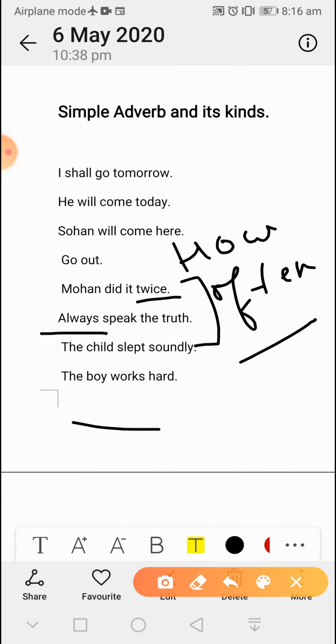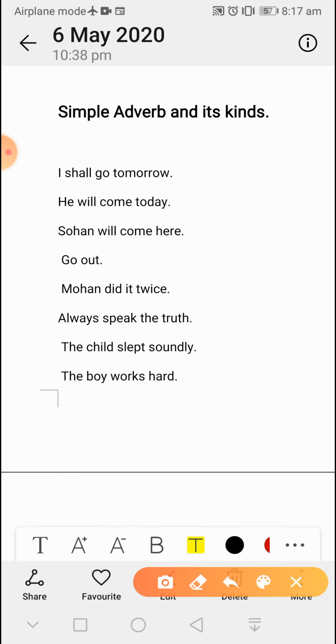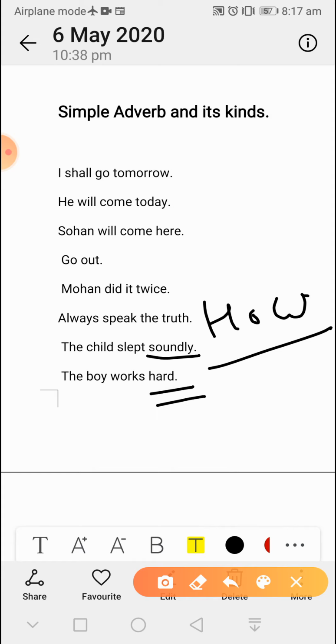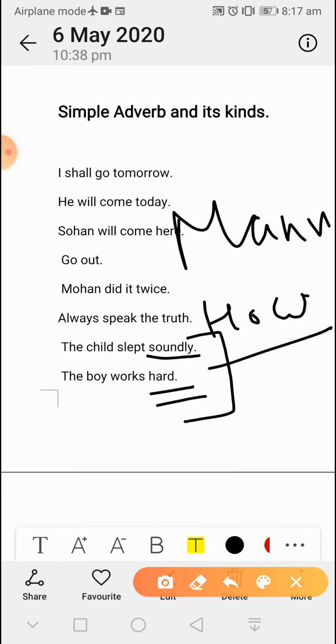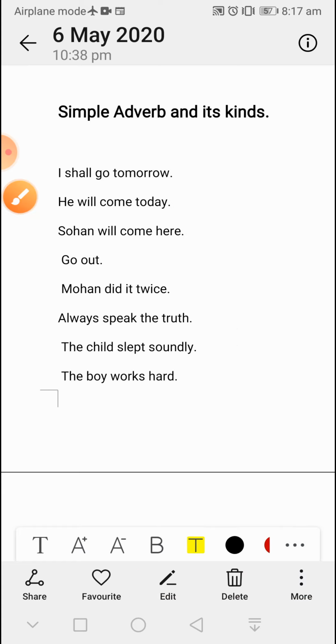Next is: the child slept soundly. The child slept, and this gives us the answer of how? Soundly. The boy works hard. Works how? Hard. So this kind of adverb is called adverb of manner, and it gives the answer of how.